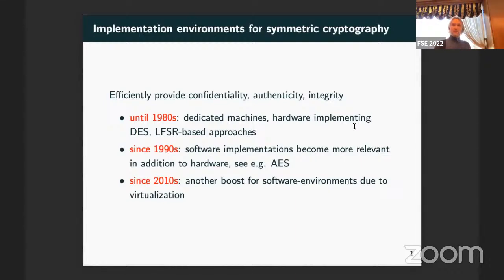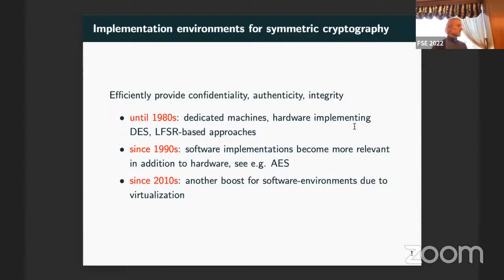This changed a bit at the latest in the 90s with more and more software implementations becoming relevant in addition to hardware. This also was at the time when a new encryption standard was highly overdue. And yes, the selection that was made then reflects this change, where in addition to hardware implementation properties, also software implementation properties became quite important.